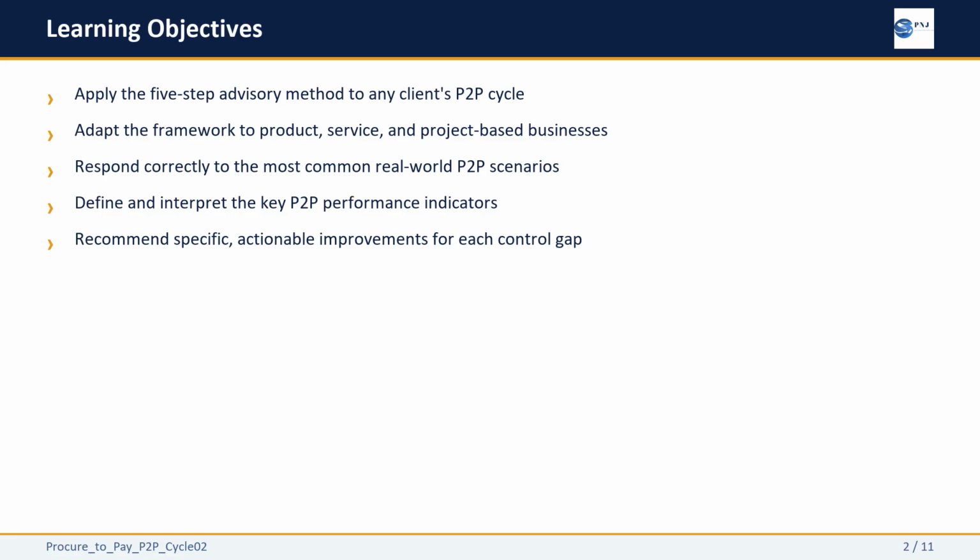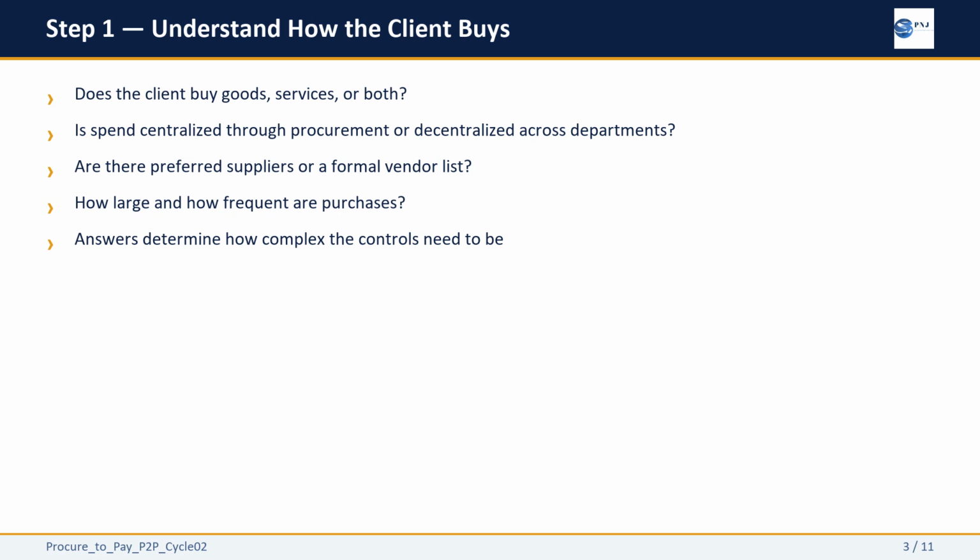By the end of this session, you will be able to use a structured 5-step method to assess any client's P2P cycle from scratch. You will know how the cycle looks different and what risks are different across product businesses, service businesses, and project-based businesses. You will be able to respond to the 4 most common real-world P2P problems with specific, practical advisory actions. And you will be able to interpret the key performance indicators that tell you whether a client's P2P cycle is actually healthy.